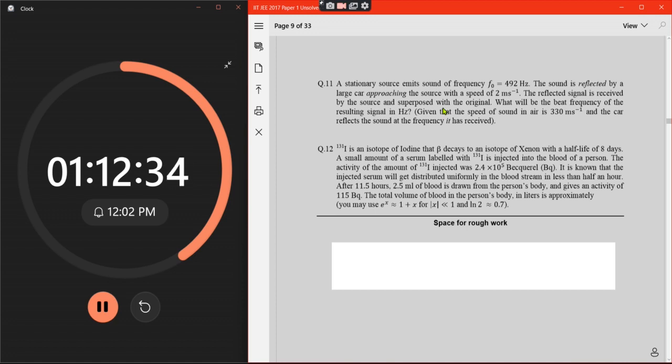So what do you get? Just 2V upon C minus V times f naught. Awesome. f naught is 492. This is 492 times 2 times 2 upon 330. It is like 328. Okay, interesting. That should do it.